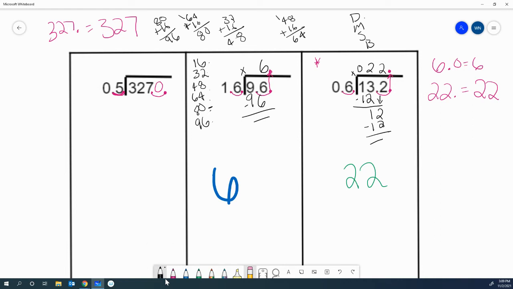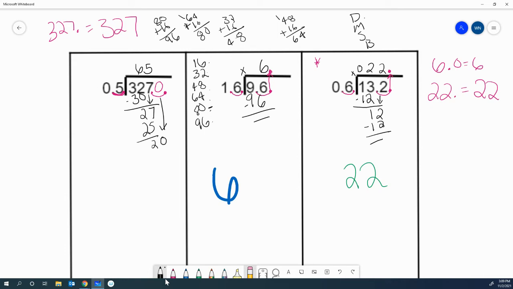Now you divide like normal. This is going to be a super easy problem. How many times does 5 go into 32? I know that 5 times 6 is 30. So I know it goes in 6 times. 32 minus 30 is 2. Bring down that 7. How many times does 5 go into 27? 5 times, because 5 times 5 is 25. Subtract and bring down that 0.